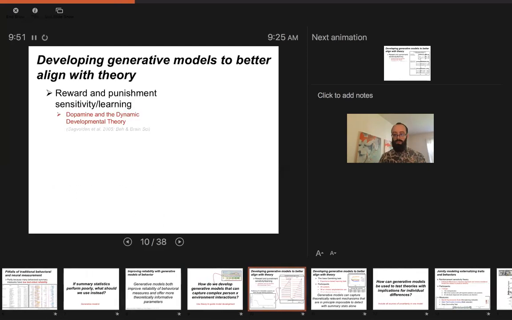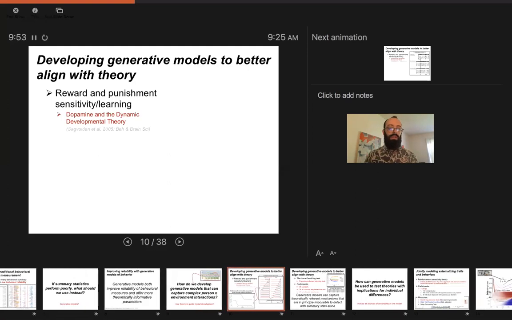And to show this, I'll walk through an example of a study that we conducted where we took insights from this dynamic developmental theory by Sagvolden in 2005. This theory proposes that in children who develop ADHD, one of the key factors is a hypo-functioning dopamine system. And dopamine is a neuromodulator in the brain that's responsible for quite a lot.